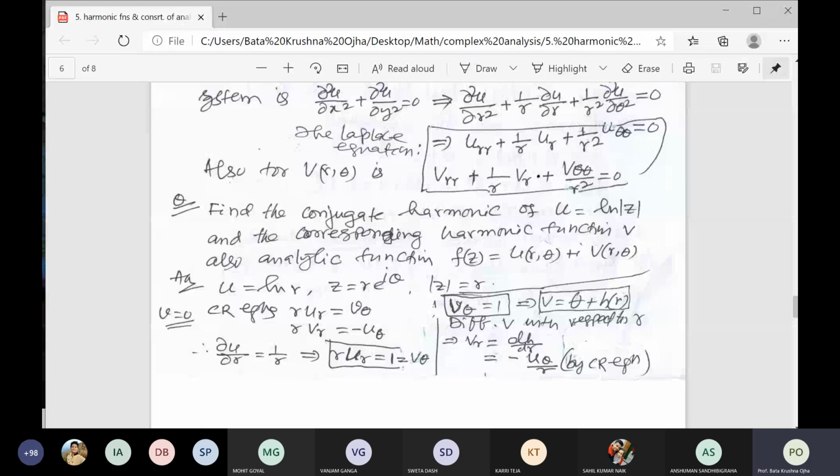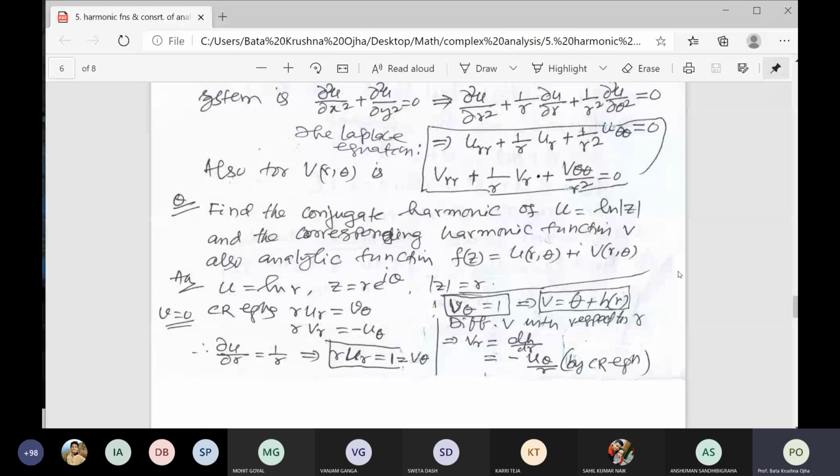Now what are the Cauchy-Riemann equations I have written here? r u_r is equal to v_theta, r v_r is equal to minus u_theta. Now u is given, so you find the derivative with respect to r: del u by del r is equal to 1 by r. So by the Cauchy-Riemann equations, r u_r is equal to 1, that is equal to v_theta.